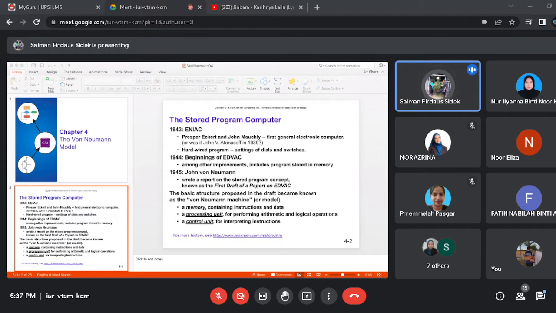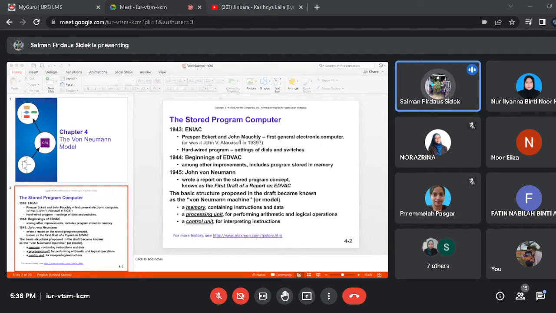EDVAC is the name of a computer. The computer EDVAC started to use programs stored in memory. So it means EDVAC is an electronic computer that has memory. So that was 1944, and then in 1945, there was a young man named John von Neumann. He wrote a report on how the memory works in a computer. The report is named First Draft of a Report on EDVAC.